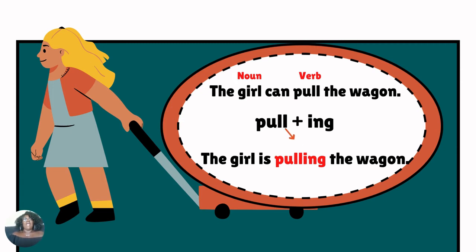Notice the arrow and the red word. The girl is pulling the wagon. Pulling is the action verb. There is physical action. Next word.